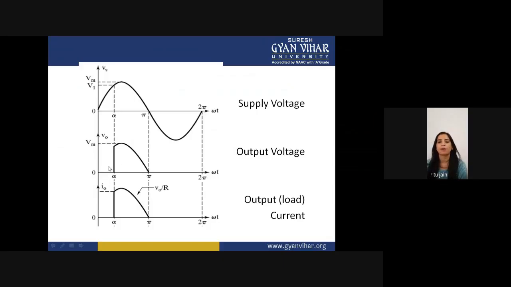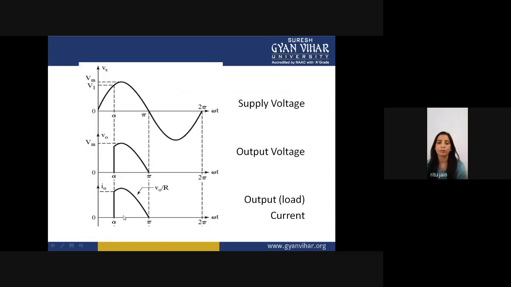At alpha you will trigger the SCR. Before this angle, if you are not giving any firing pulse on its gate terminal, the thyristor will not start to conduct. At this point alpha, the SCR will start to conduct. So you are getting output from alpha to pi, and you are not getting output before that. By varying this firing angle, you can easily control the output voltage.